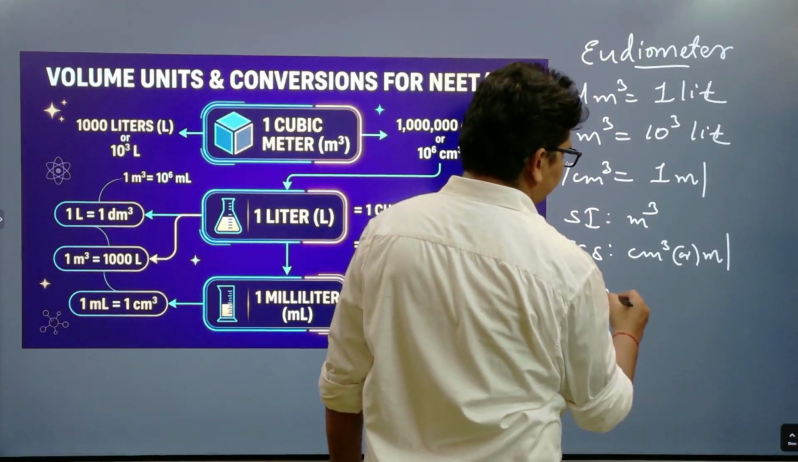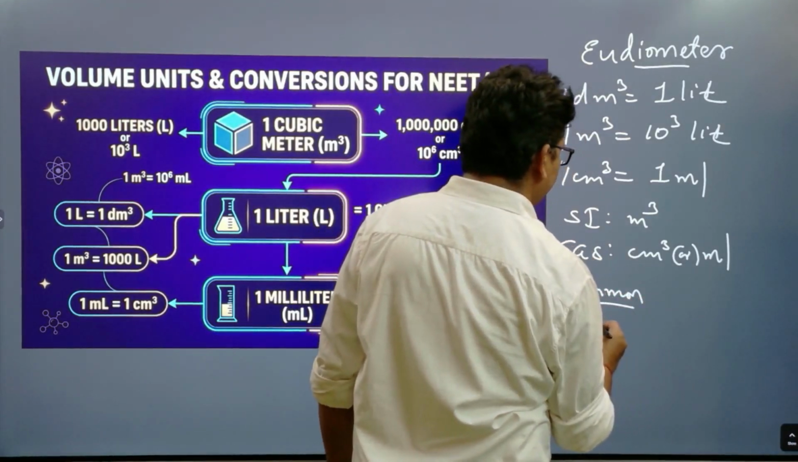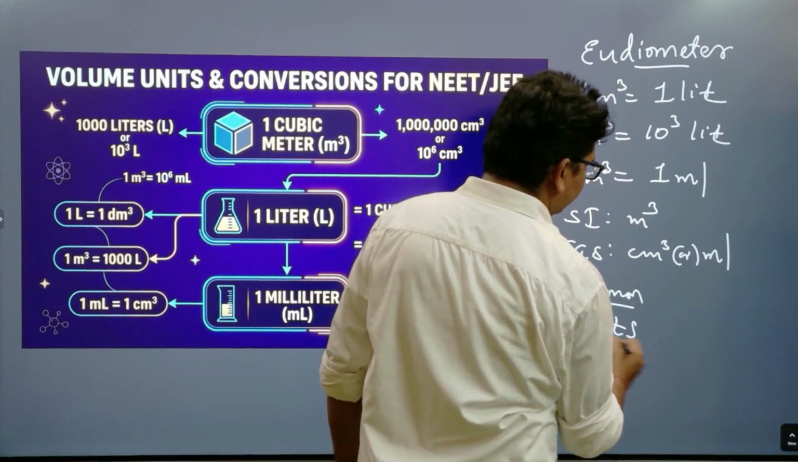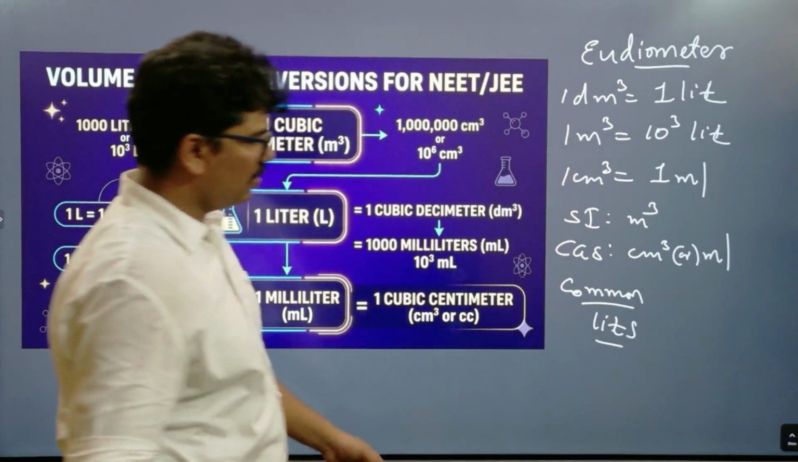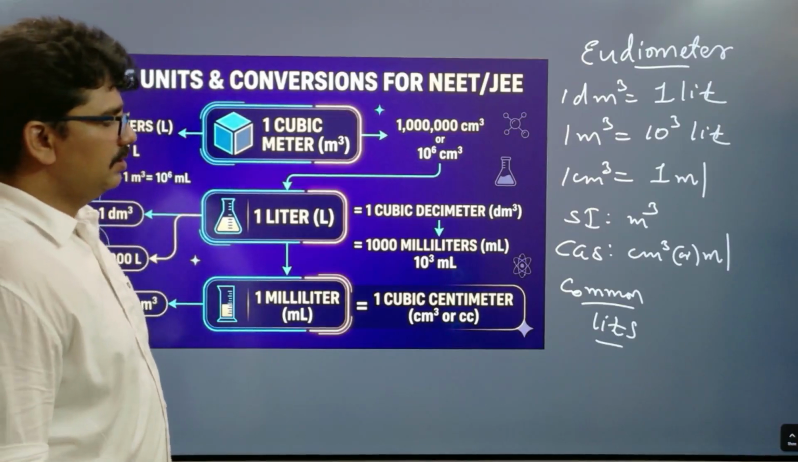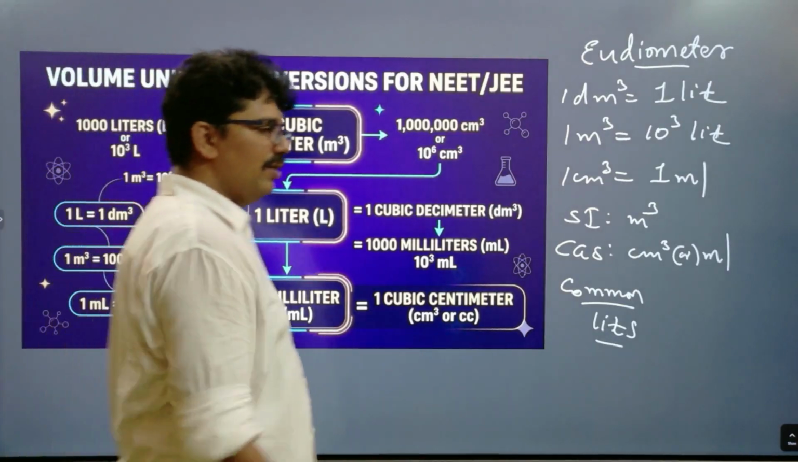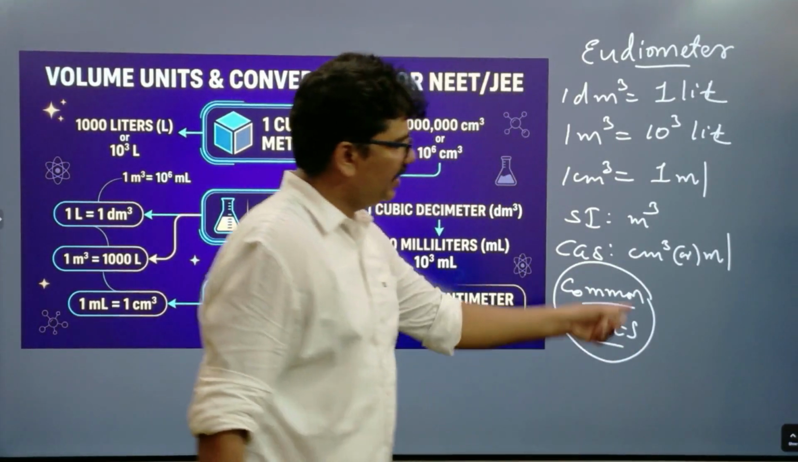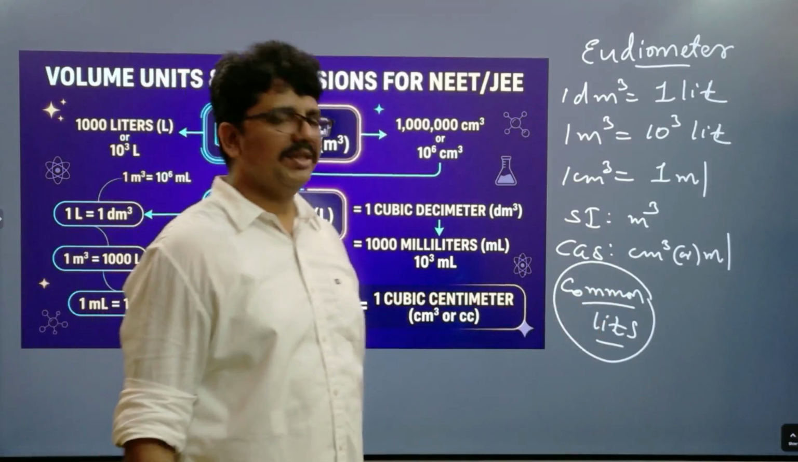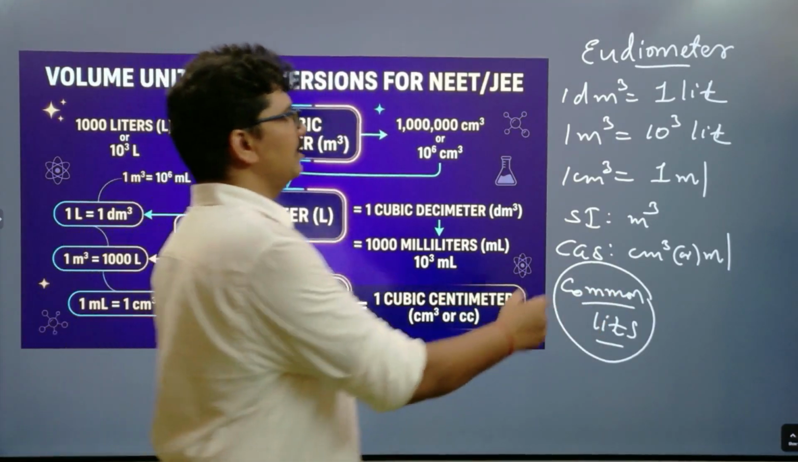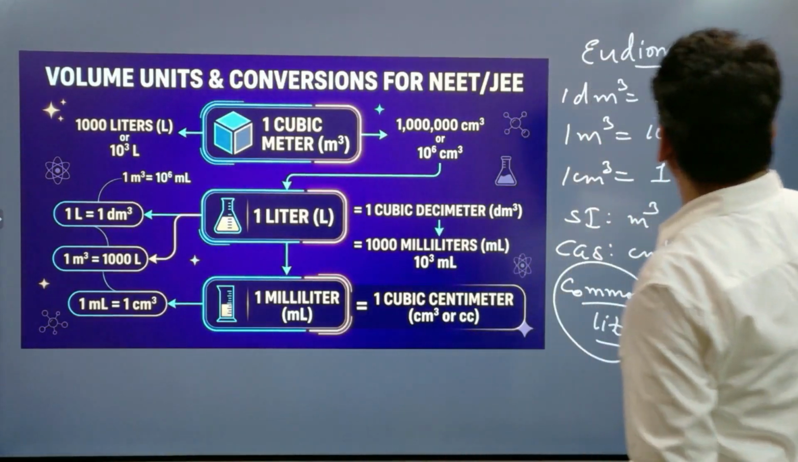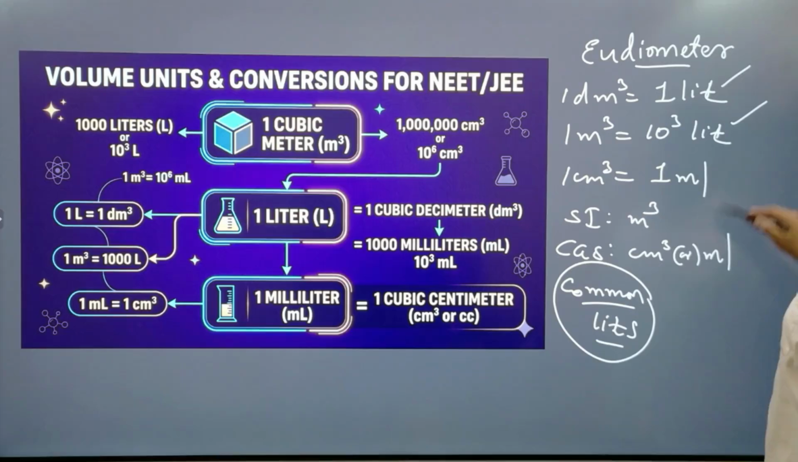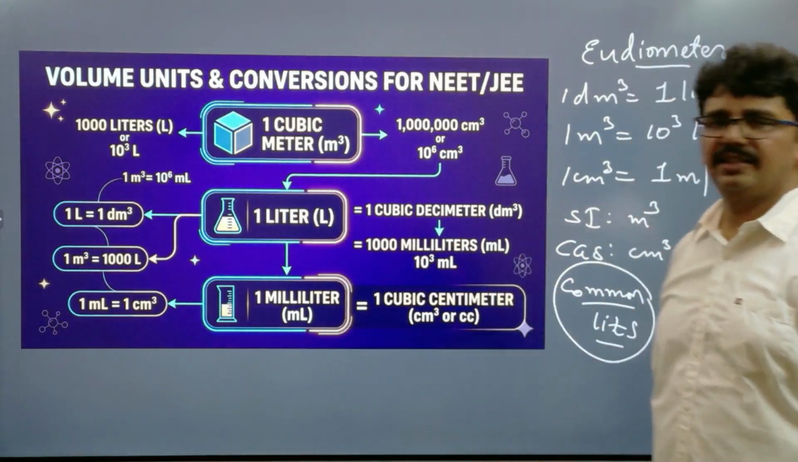Common unit of volume is liters. So liter is the common unit. It is not SI unit, it's not CGS unit. Right? In gas problems, titration problems, we are using volume in liters. But SI unit means it is meter cube, CGS unit means it is centimeter cube. These conversions are 1 decimeter cube, 1 liter, 1 meter cube, 1000 liters, 1 centimeter cube, 1 milliliter, and other conversions you can see here.